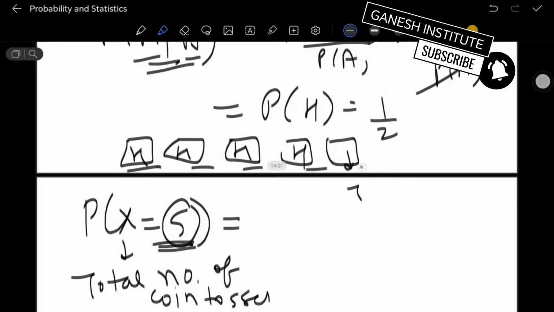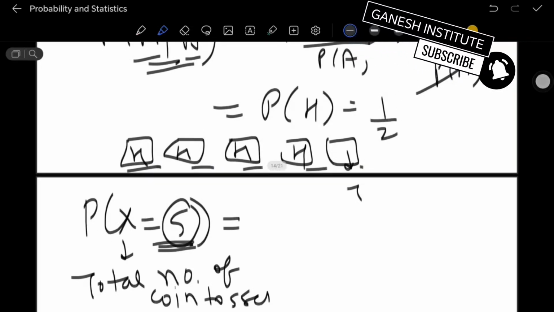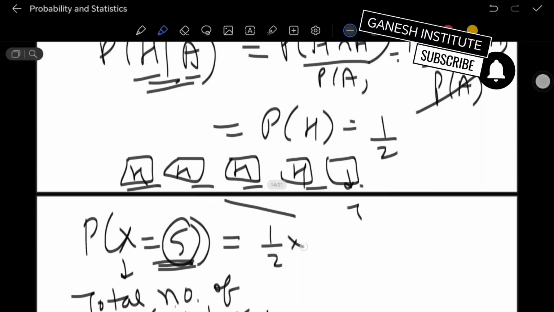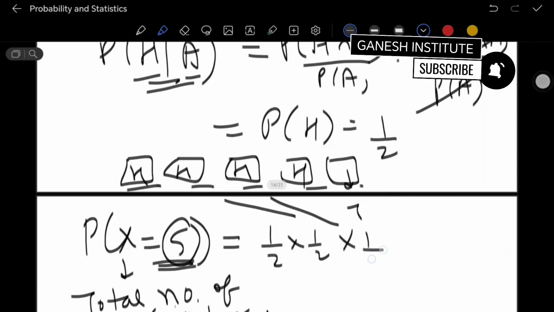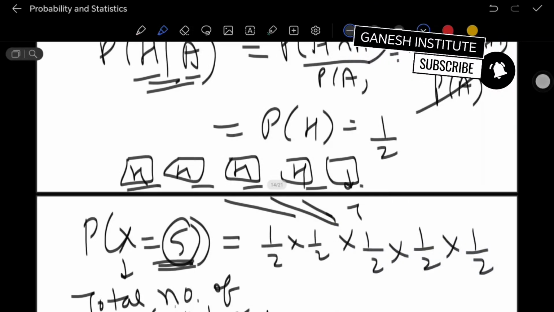So all these are independent, right? So you'll simply multiply all of them. The probability of getting a head is 1 by 2 for this, 1 by 2 for this, 1 by 2, 1 by 2, and for the tail also 1 by 2. So this is the answer.